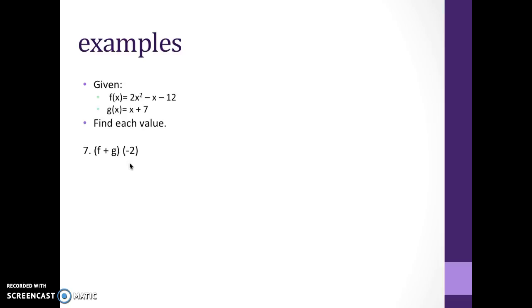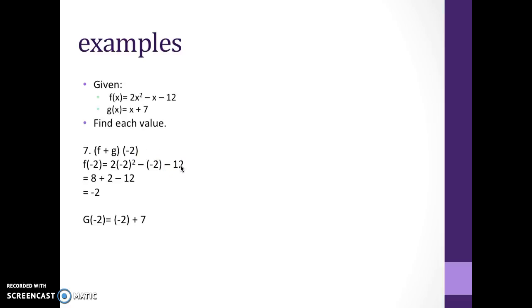With that negative 2, we're going to plug that into our first function, our f function. So negative 2 is going to be our x value. We're going to take 2 times negative 2 squared. So negative 2 squared equals 4, times 2 equals 8. And then we have minus negative 2, which turns into a positive 2. So 8 plus 2 equals 10, minus 12, which equals negative 2.